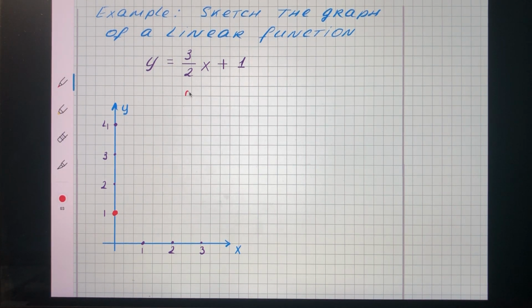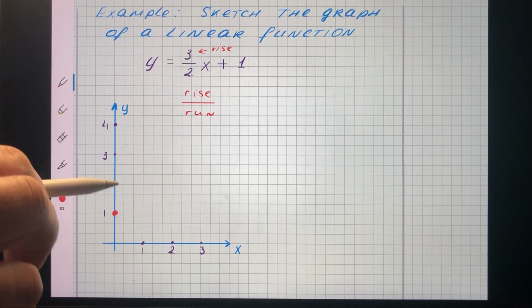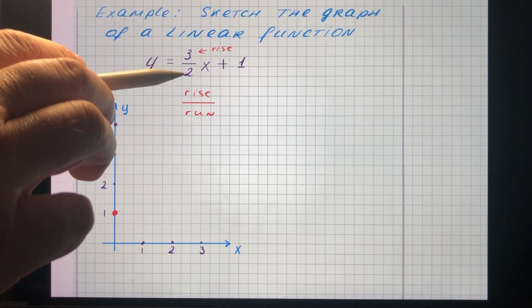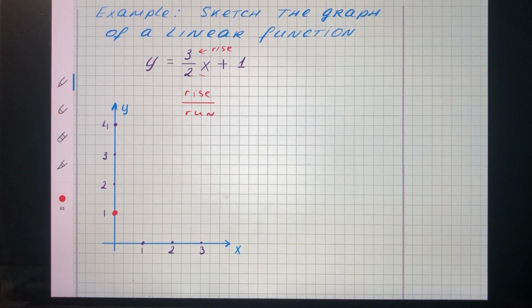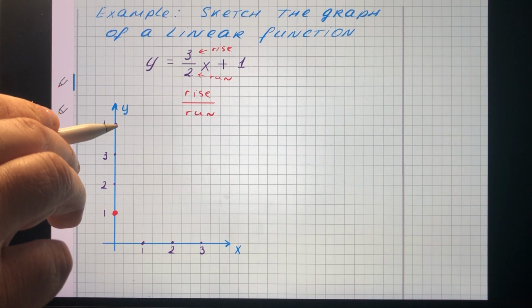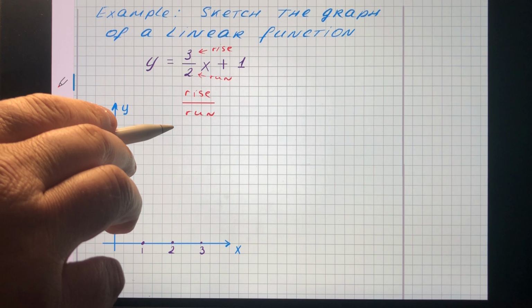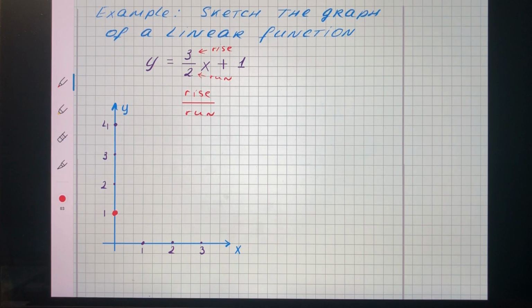The slope is rise over run, which means the top number tells us how far to go up or down, and since the number is positive, we're counting 3 units up. So from here we go 1, 2, 3, and the bottom number tells us how far to go over to the right. So from here we then go 2 units to the right, 1, 2, and we will be right here. That's our second point.